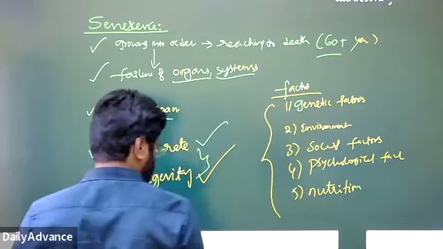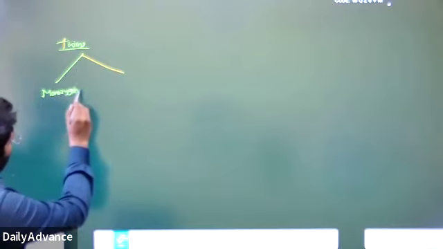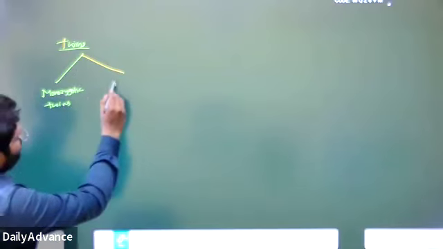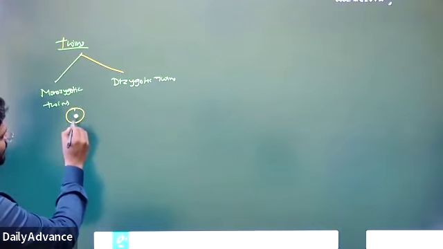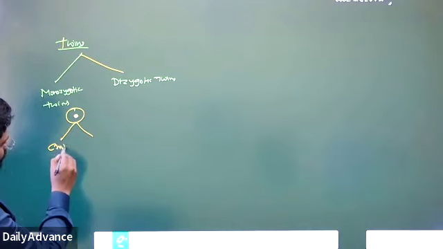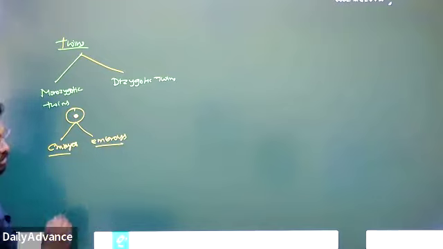So genetic control means, you can observe, twins. Twins are of two types: monozygotic twins and dizygotic twins. Monozygotic twins means a single fertilized egg develops into two embryos. That we call a monozygotic twin.